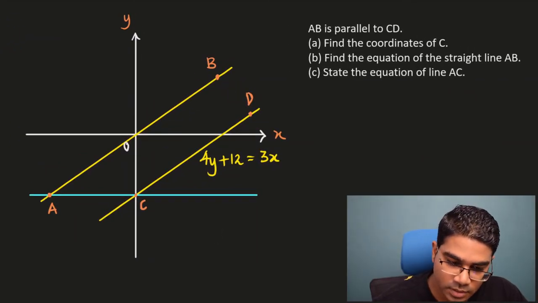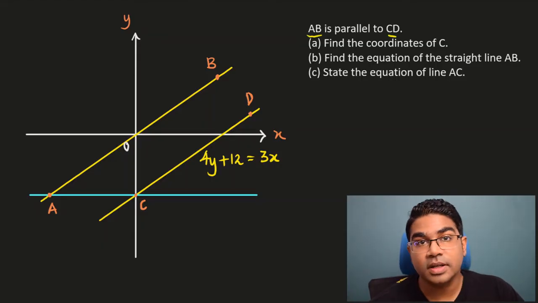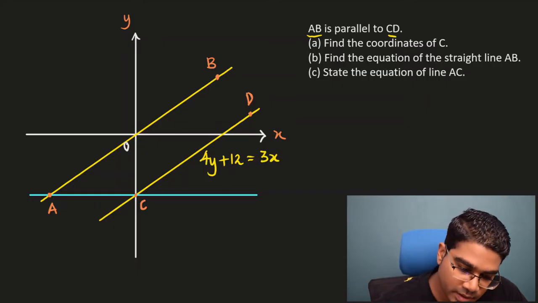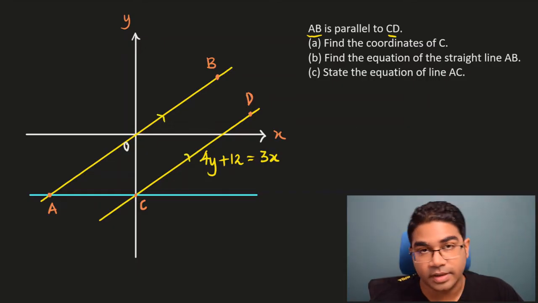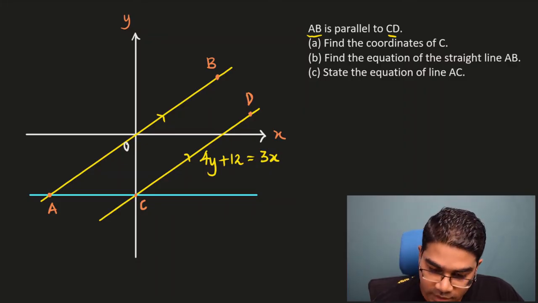This is important. The moment you see two lines are parallel, the first thing that you should think is that the gradient is the same. If two lines are parallel, then they have the same gradient. So M is the same. Find the coordinates of C.